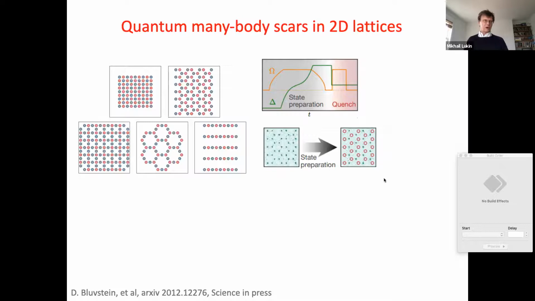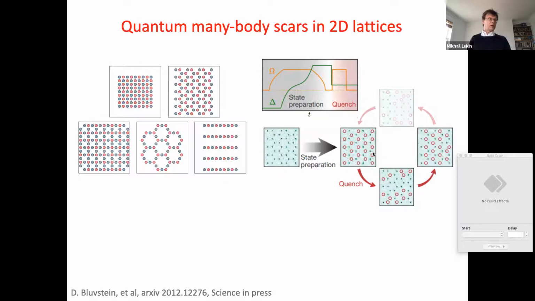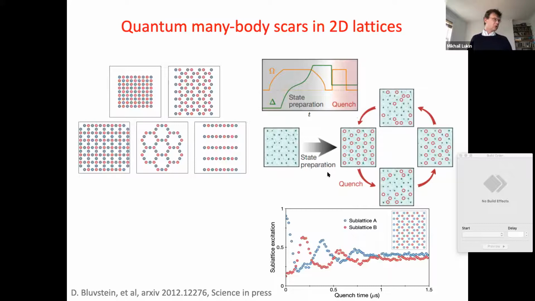And then what we do is a rapid quench, and what we observe is quite striking. Basically, the order completely disappears. The system becomes kind of random, but then later on, this order reappears. We wait a little bit, the order disappears, and then it reappears again. It turns out that most 2D bipartite lattices support these many-body scars. We can also look at the dynamics on sub-lattices, as shown here. With all of these very different geometries, we can really study these scars in great detail.